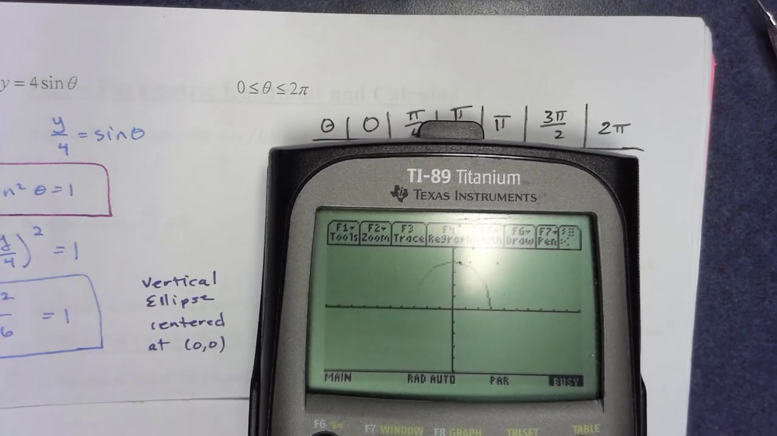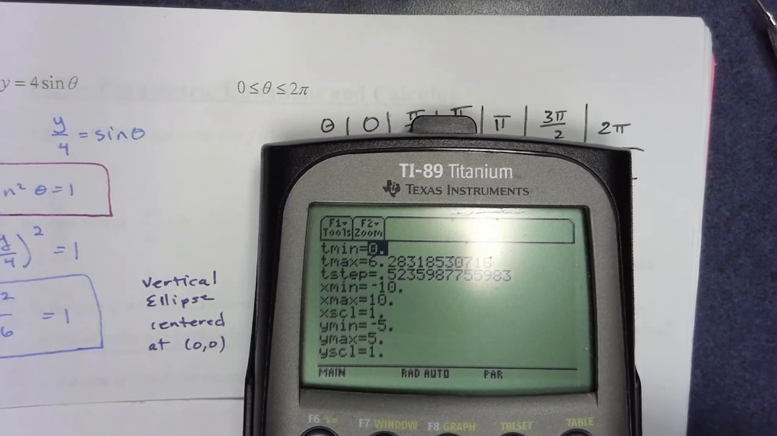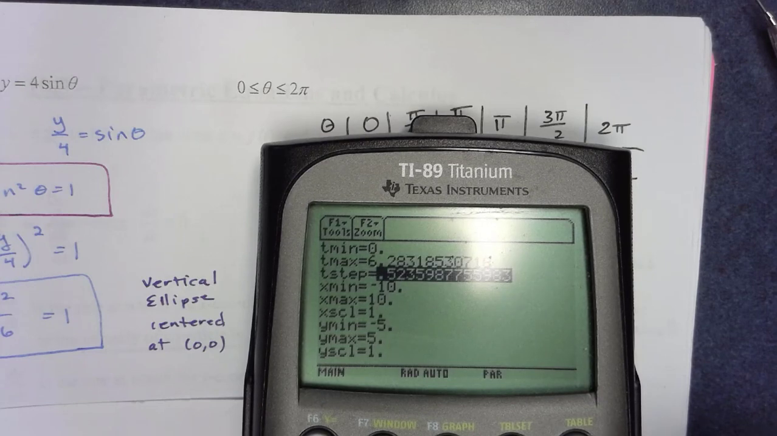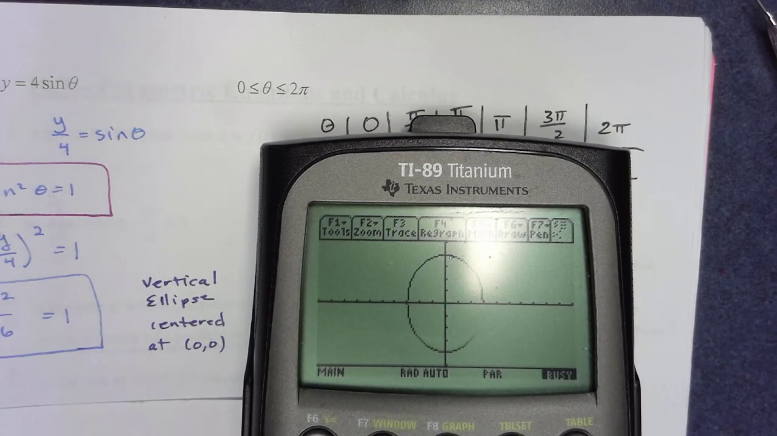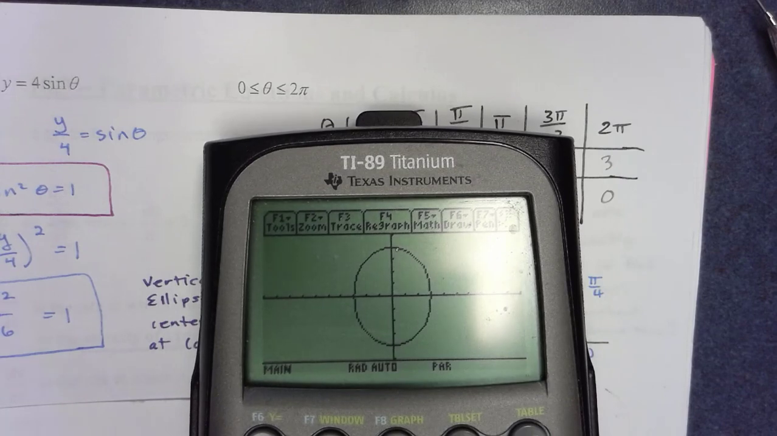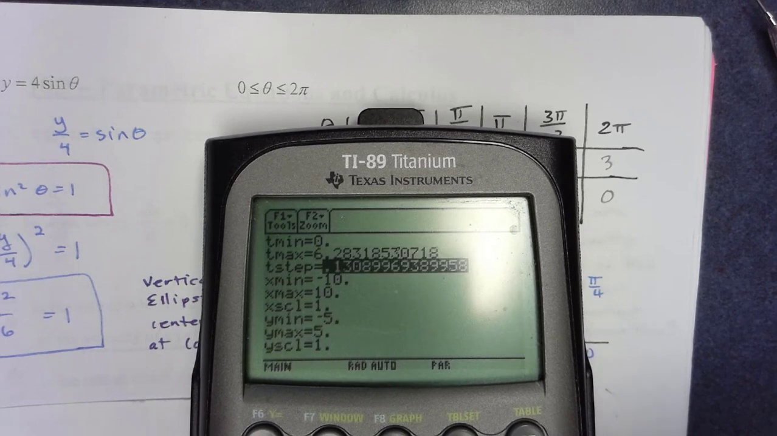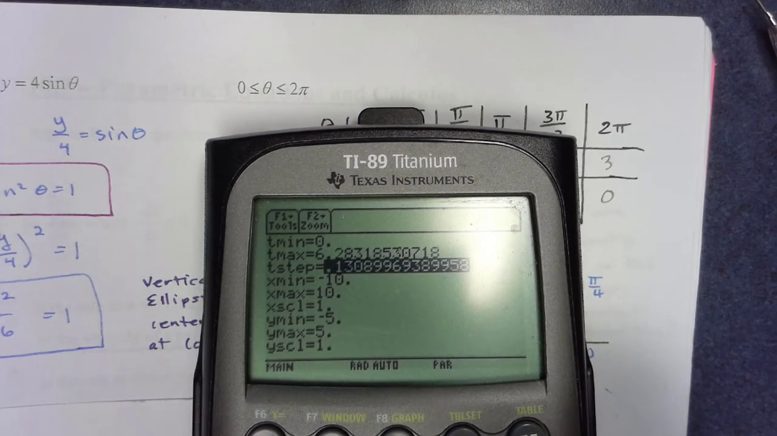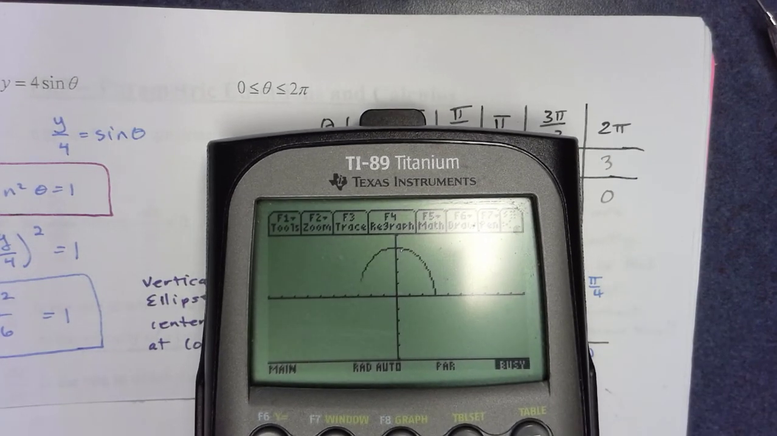Here we go. Oh, I have my t-step too big. Let's go back to my y equals. It was pi over 6, so let's make it pi divided by 24. Still a little fast, but there's a nice pretty ellipse, okay? So I might go and make it pi divided by 36 maybe. Pi divided by 36. And that looks a little bit better. And we can see that we can slow that graph down.